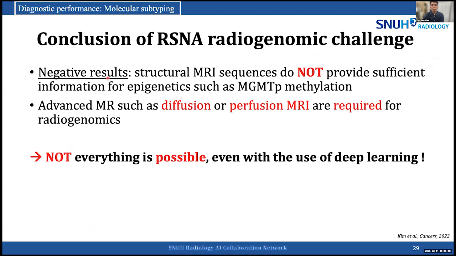So in conclusion, these negative results may suggest that conventional structural MR sequences alone do not provide sufficient information for epigenetics such as MGMT methylation. And advanced MR sequences such as diffusion or perfusion MRI are required for radiogenomics in future studies. So not everything is possible even with the use of deep learning.